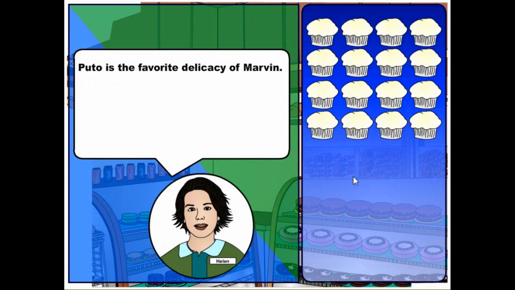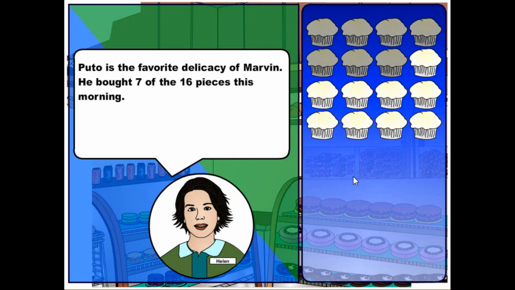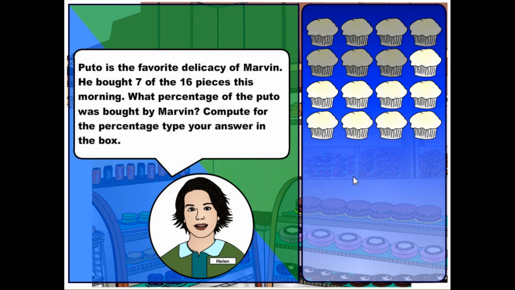Puto is the favorite delicacy of Marvin. He bought 7 of the 16 pieces this morning. What percentage of the puto was bought by Marvin? Compute for the percentage and type your answer in the box.